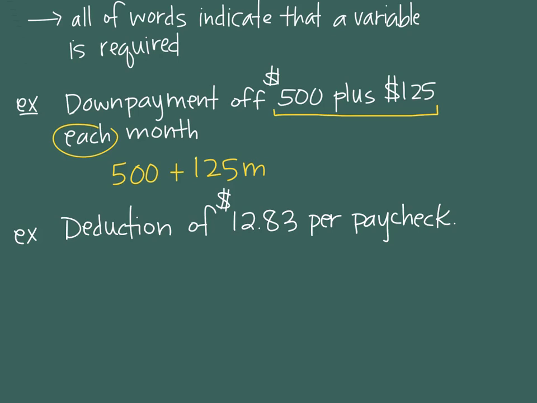So how would you write that? Well, deductions are negative, so this is a negative number, $12.83. But then because it says per, you need to include a variable after that to indicate that this is going on over and over and over again every paycheck. It's not just a one and done thing. And so you could put X, or you could put P for paycheck, or whatever variable you want, but that word each.